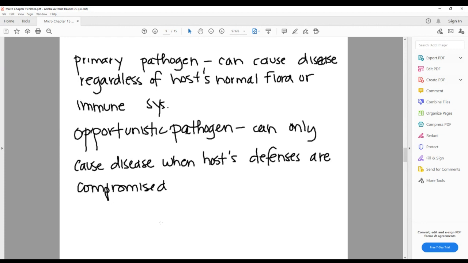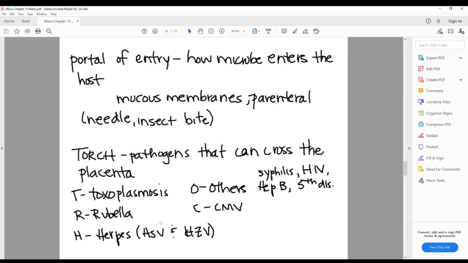As long as the normal flora of the vagina remains intact, the yeast can't get a foothold, they can't grow, they can't cause disease, okay? Portal of entry is how the microbe enters the host. Typically, this is through the mucous membranes, like the mouth or the nose or the vagina, the anus, or the parenteral route. As long as the skin remains intact, it is a really good barrier. But if we break that continuous barrier, then we can introduce organisms in. So needles, insect bites, wounds of any kind, cuts and scrapes. If we introduce bacteria or other microbes in, that is referred to as the parenteral route.